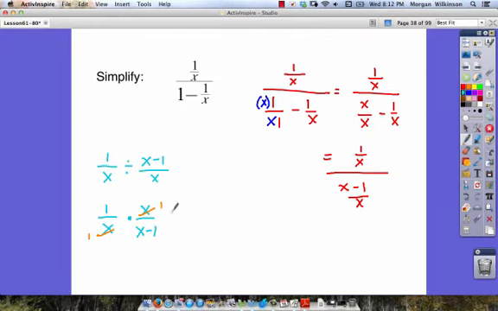These complex fractions, they're really not so complex when you take them one at a time. 1 times 1 is 1, and 1 times x minus 1 is x minus 1. So we've got our final answer, 1 over x minus 1. We can't simplify that anymore, so we can move on to our next question. We've got one more today.